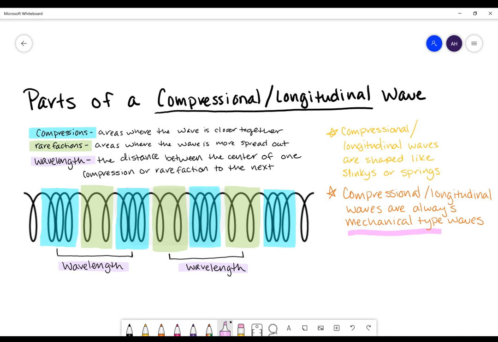This is where the wave is more spread out. So they are marked in green on your diagram, just like that is highlighted in green up there with the definition. All right. And lastly, the last part we need to talk about is the wavelength.